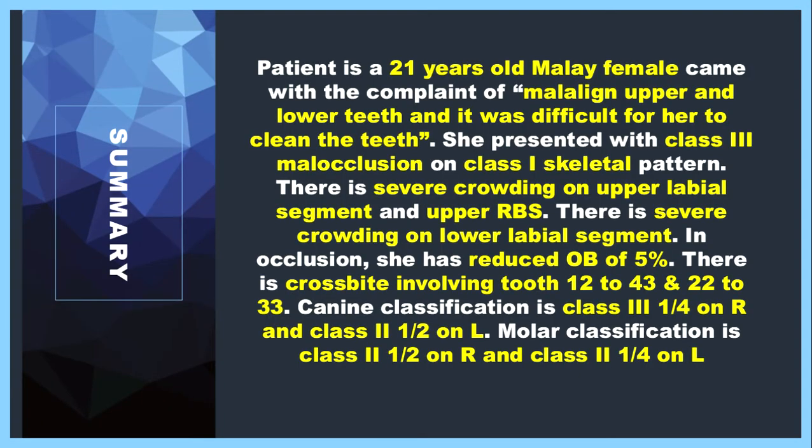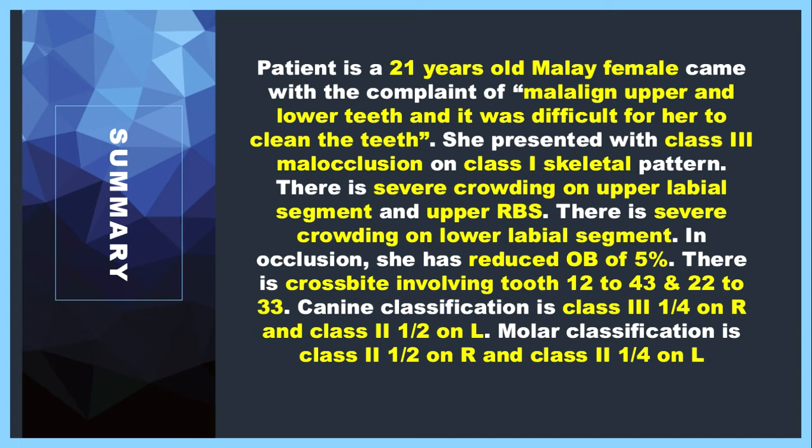Okay, for summary, this patient is a 21-year-old Malay female with the complaint of malaligned upper and lower teeth, and it was difficult for her to clean the teeth. She presented with class 3 malocclusion on class 1 skeletal pattern. There is severe crowding on upper labial segment and upper right buccal segment, and there is severe crowding on lower labial segment too. In occlusion, this patient has reduced overbite of 5%.